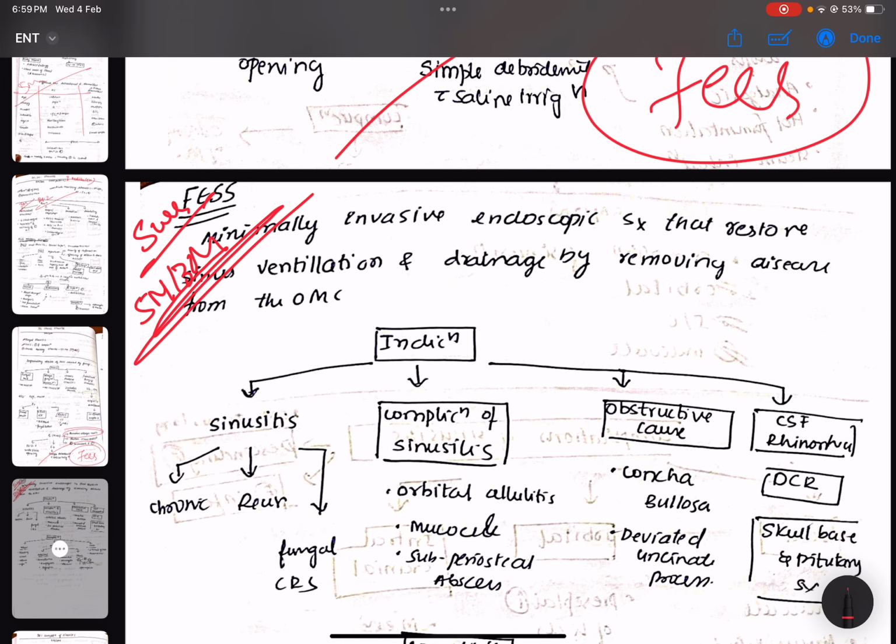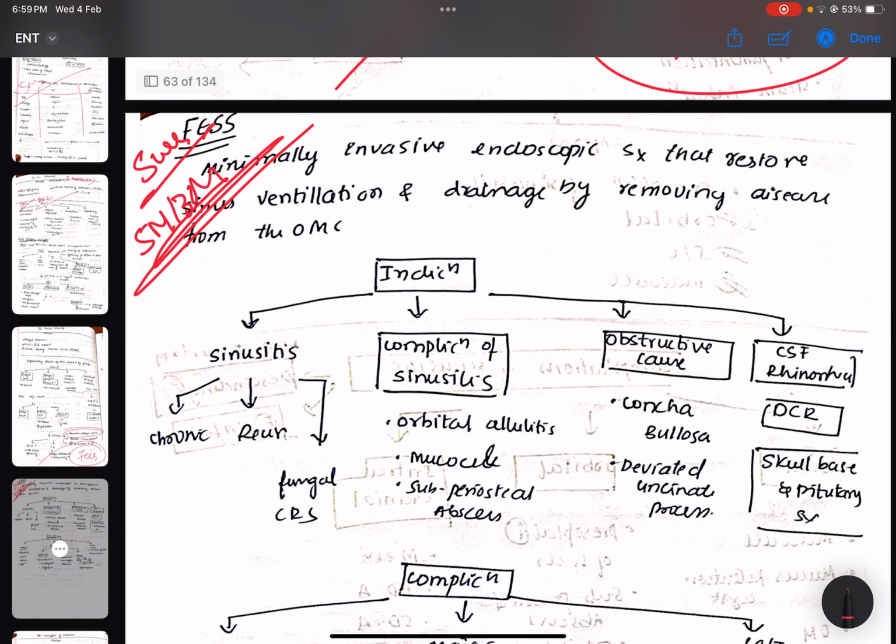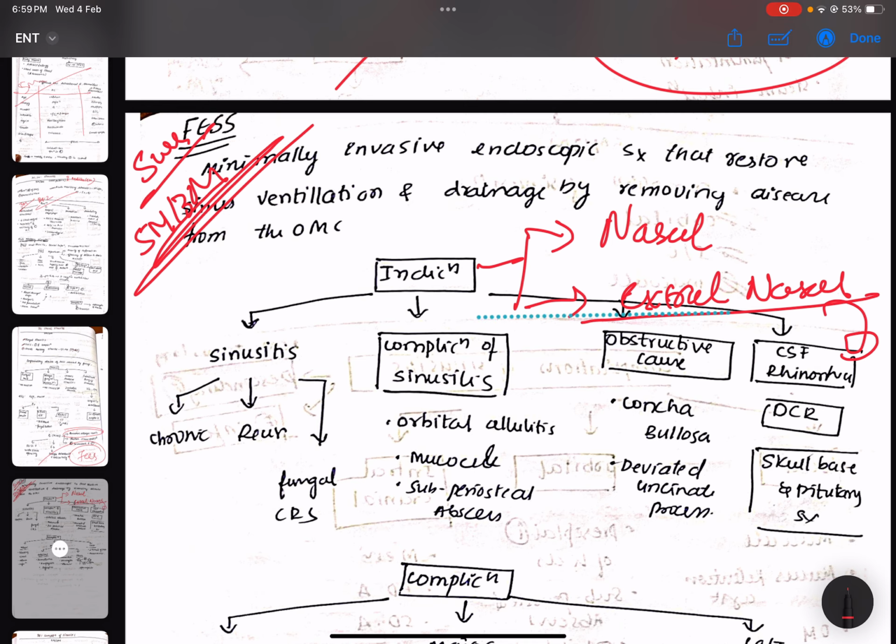So you should know this very in and out you have to know. Again, while writing FESCA in indication, no, you can write it as nasal indication and extra nasal indications broadly. So under extra nasal indication, you can write about all these things, but under nasal, I want you to write these 3 important things, which is in and out important.